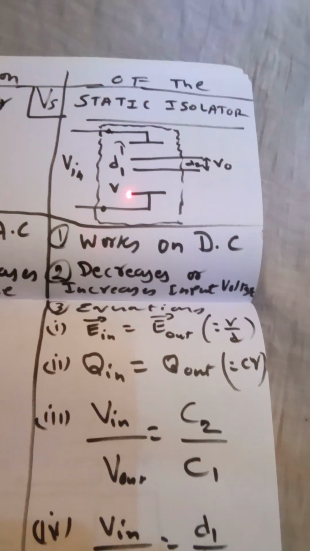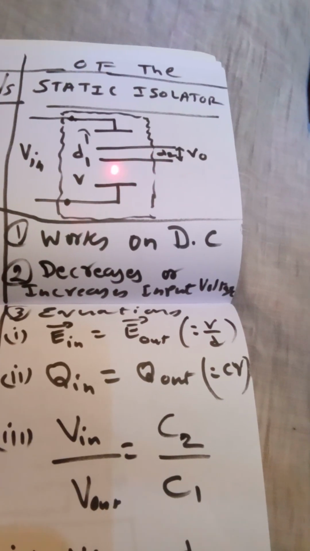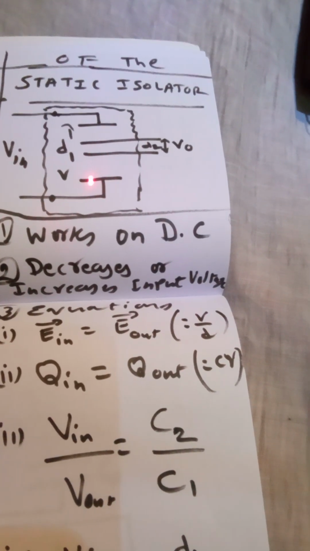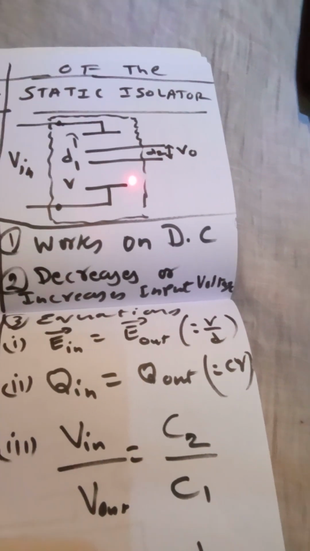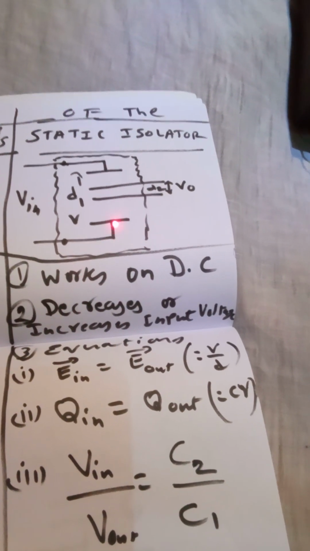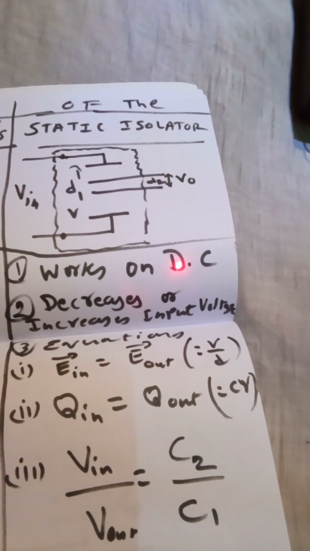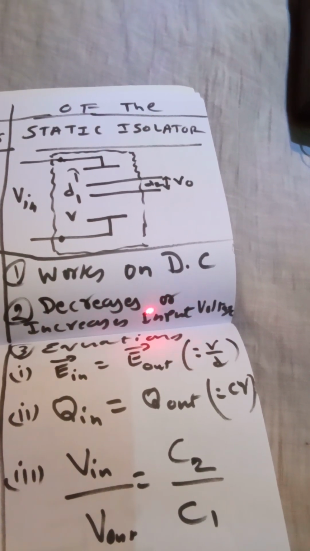Let us come to the static isolator. Here we see there are the outer plates and the inner plates. Now, outer plate capacitance and inner plate capacitance decide the output. The static isolator works exactly like a transformer, but for DC. It works only on DC. It can decrease or increase the input voltage.